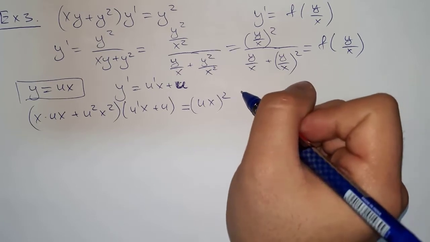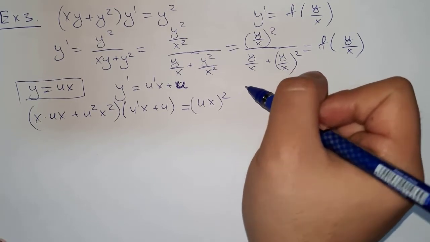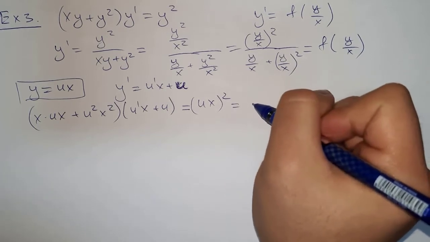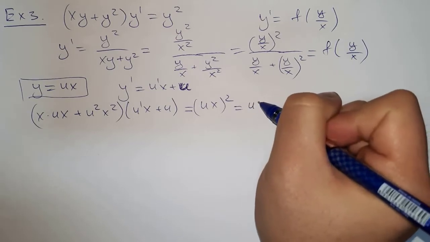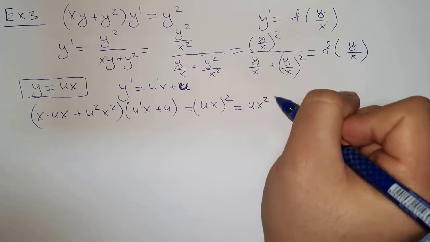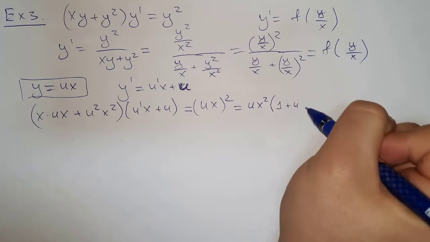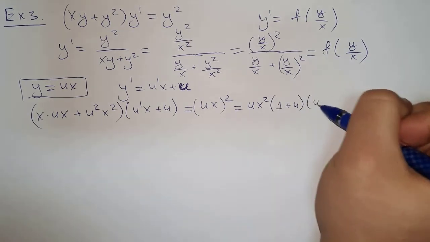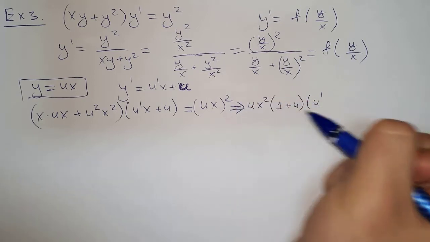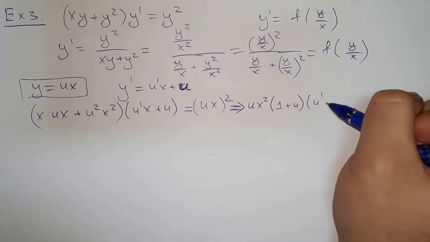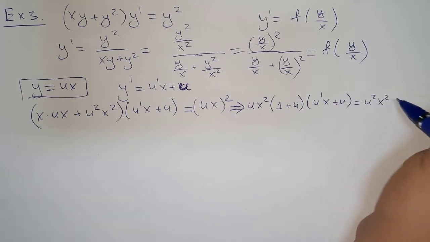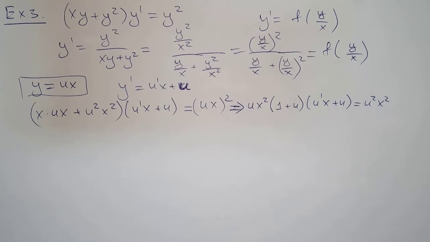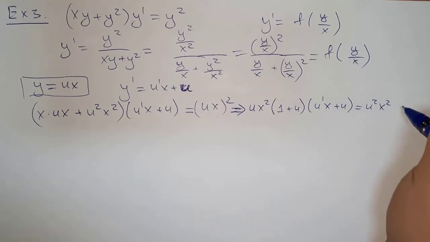So we can factorize the first bracket, so it gives us ux squared times 1 plus u, then u prime x plus u, equals u squared x squared. Divide both sides of our equation by u times x squared.